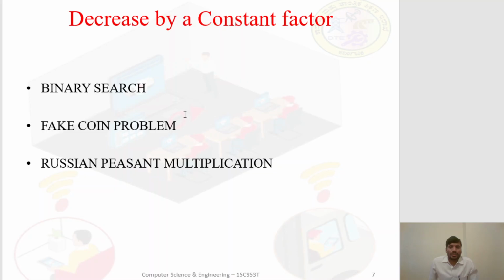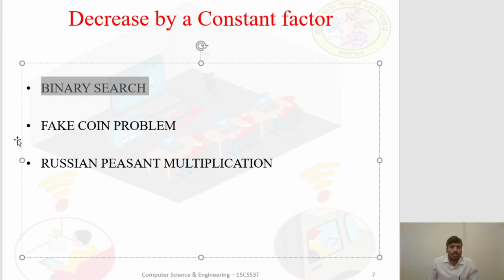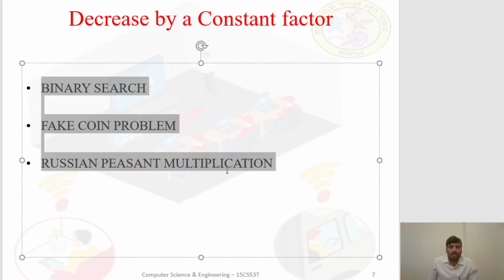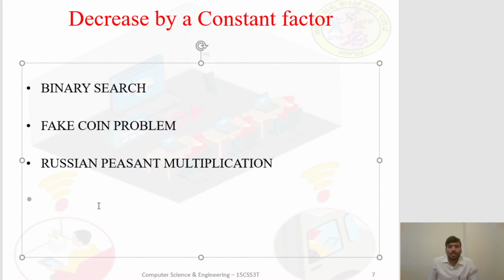Decrease by a constant factor: as we studied binary search in the previous sessions, and also in the first session of this unit I told you about binary search, and also we will discuss the fake coin problem and Russian peasant multiplication. These three examples come under the decrease by a constant factor variation of the decrease and conquer technique.